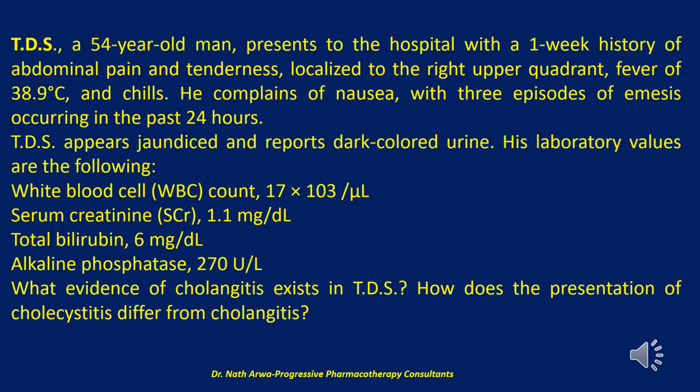His laboratory values are the following. White blood cell count of 17 × 10³ per microliter. Serum creatinine of 1.1 mg per deciliter. Total bilirubin of 6 mg per deciliter. Alkaline phosphatase of 270 units per liter. What evidence of cholangitis exists in T.D.S.? How does the presentation of cholecystitis differ from cholangitis?